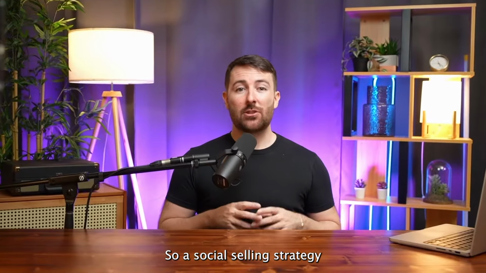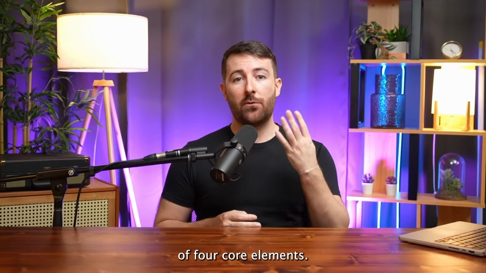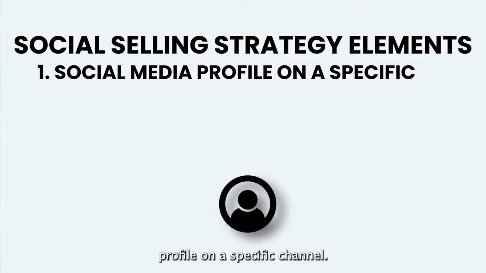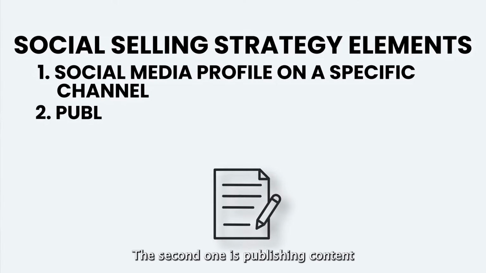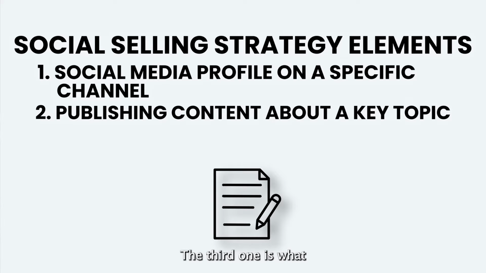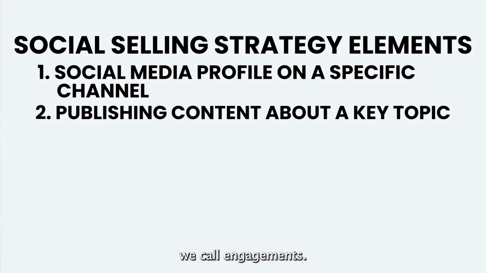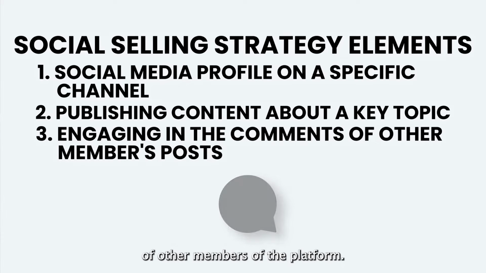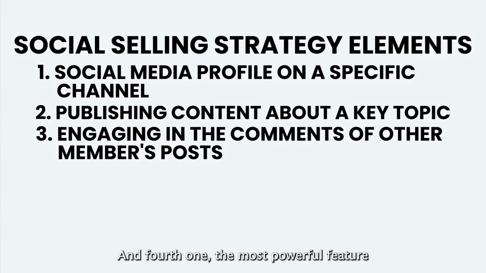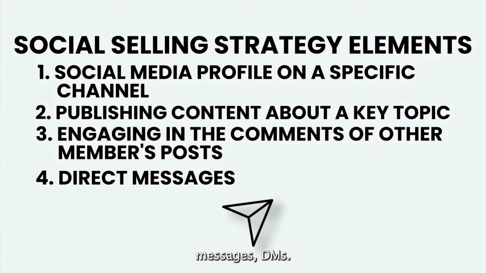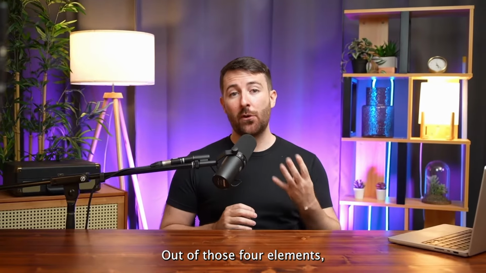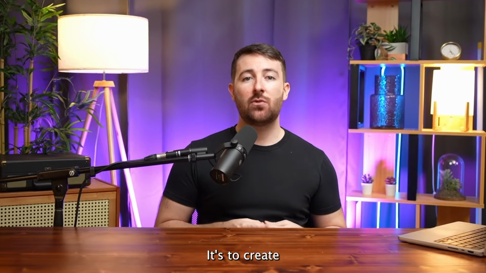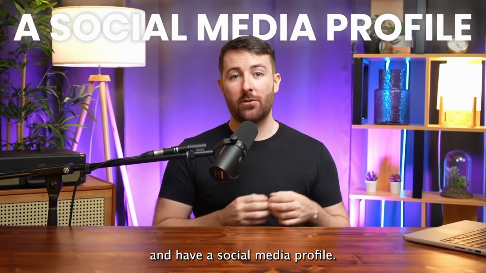So a social selling strategy should be composed of 4 core elements. The first one is a social media profile on a specific channel. The second one is publishing content about a key topic. The third one is what we call engagement. It's engaging in the comments of the post of other members of the platform. And the fourth one, the most powerful feature for social selling, direct messages, DMs. Out of those 4 elements, only one is mandatory to be active on a social channel. It's to create and have a social media profile.